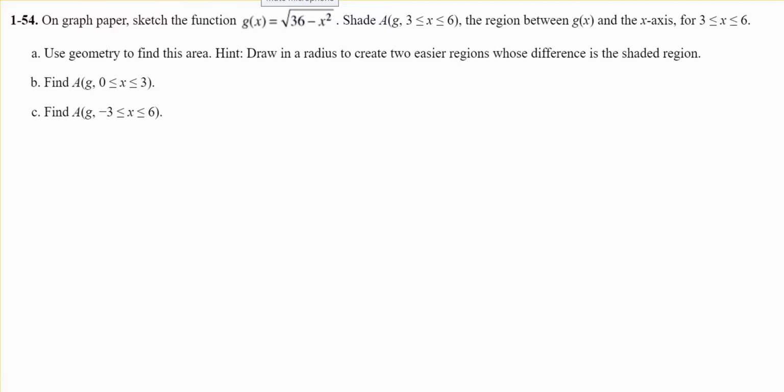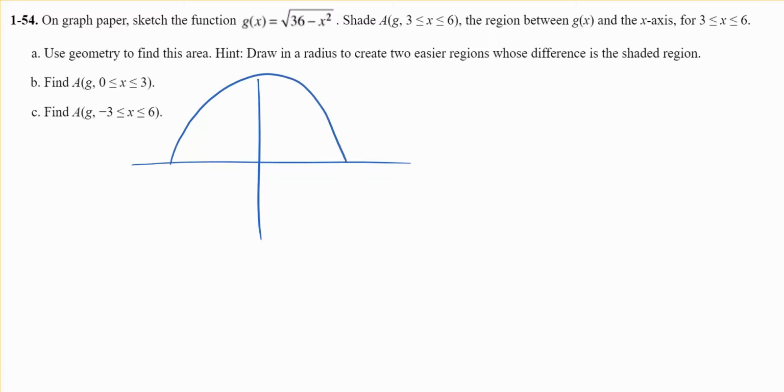Looking at number 54. On graph paper, sketch the graph of y equals the square root of 36 minus x squared. So what does that look like? Well, y is always going to be positive because it's equal to a square root. So I think it's going to end up being the top half of a circle from -6 to 6.